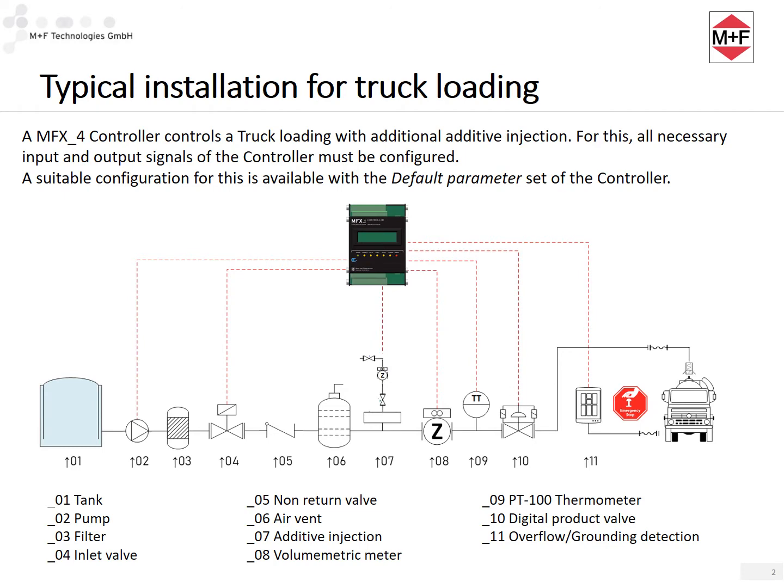This video describes the configuration of a MFX4 controller using the MFX4 Explorer and the default parameter set. An MFX4 controller is to control a truck loading line with additive injection. For this purpose, all necessary input and output signals of the controller must be configured. With the installation of the default parameter set on a controller, all necessary settings are made.